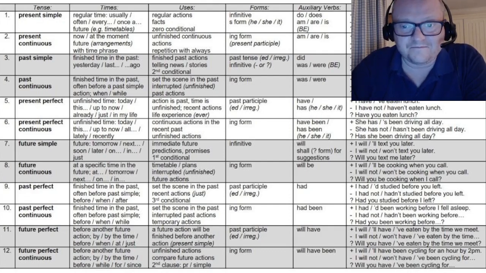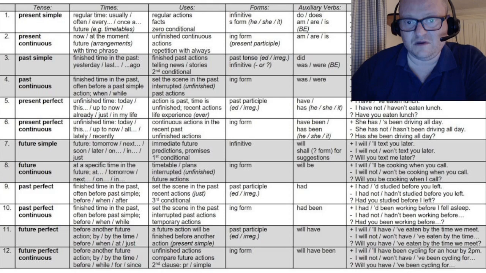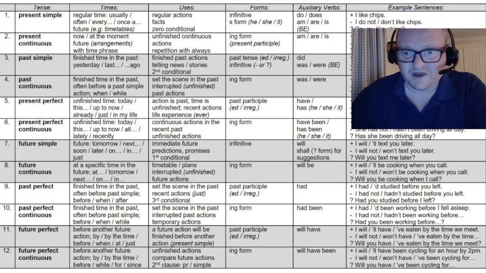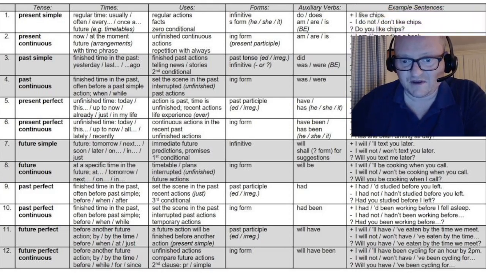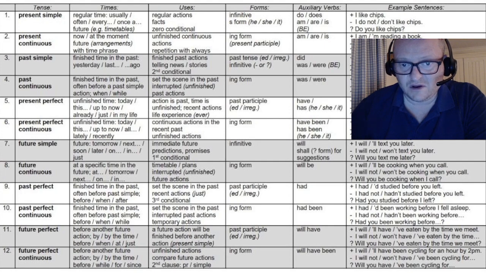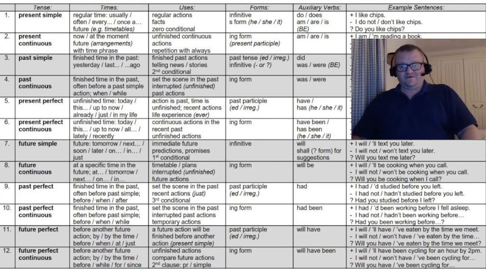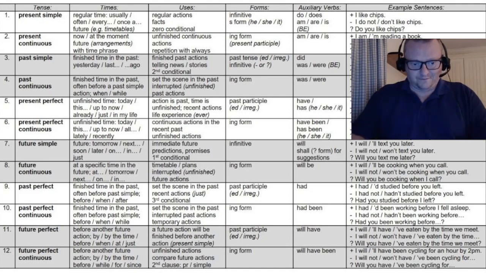So, present simple. In present simple, we're using auxiliary verbs do, does, unless the verb is be. If it's be, then we use be. Be is the king of all the verbs, or queen, if you like. So be can do whatever it likes, whatever it wants. It's always a bit different from the other verbs.